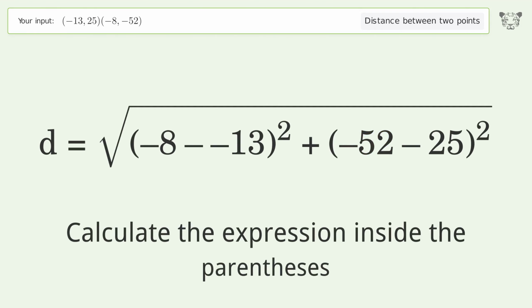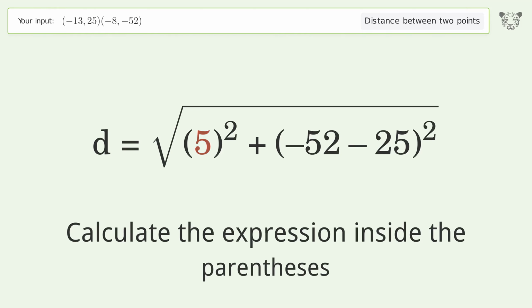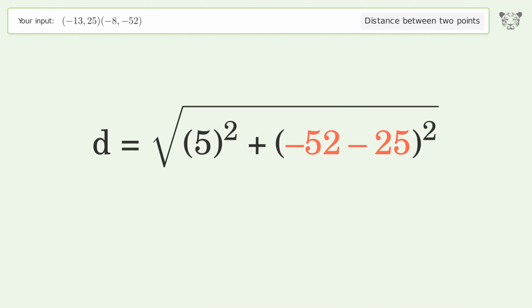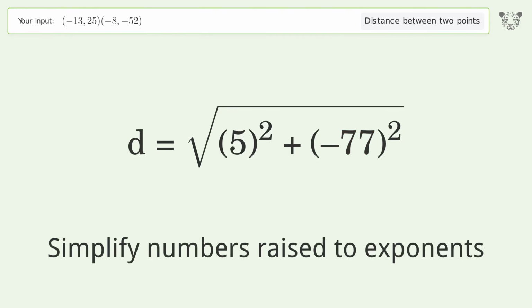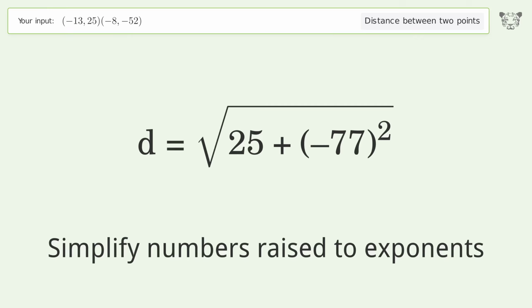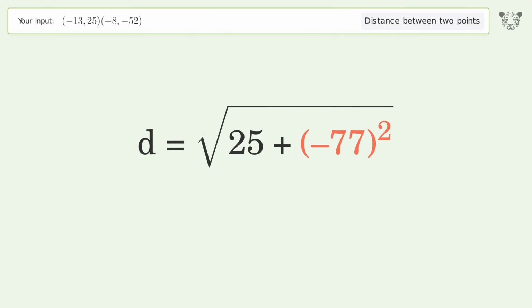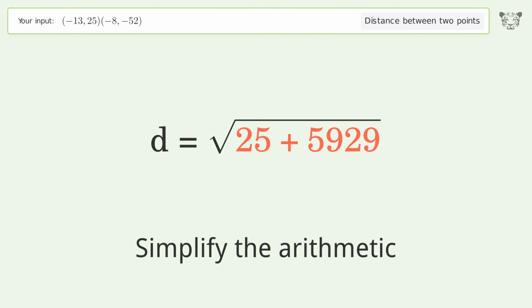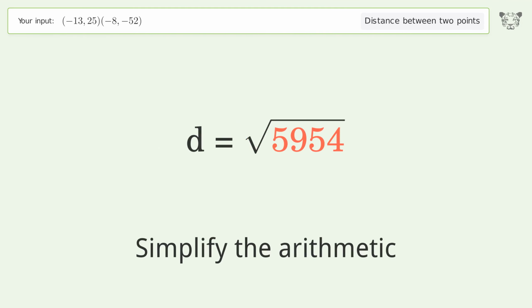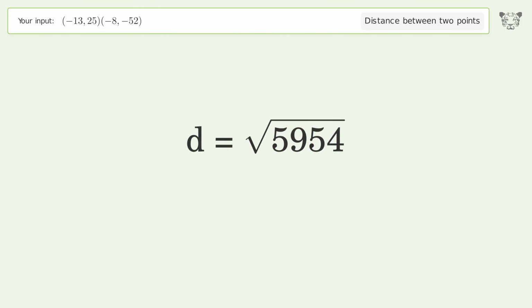Calculate the expression inside the parentheses. Simplify numbers raised to exponents. Simplify the arithmetic. And so the distance between the 2 points is the square root of 5,954, or 77.162.